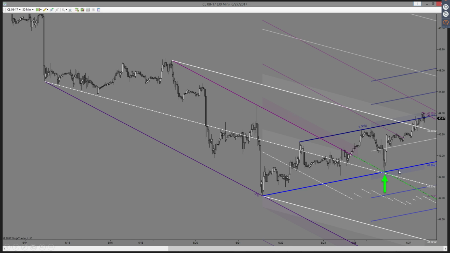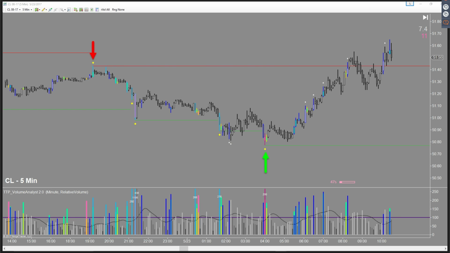All right, so how do we confirm these areas though? I mean, we can now read all of these areas inside of BloodHound and Blackbird, but how do you know when the market is actually going to turn from one of these areas? Or how do you at least put the probabilities of the market turning in your favor? Well, we do that with something called relative volume and relative density.